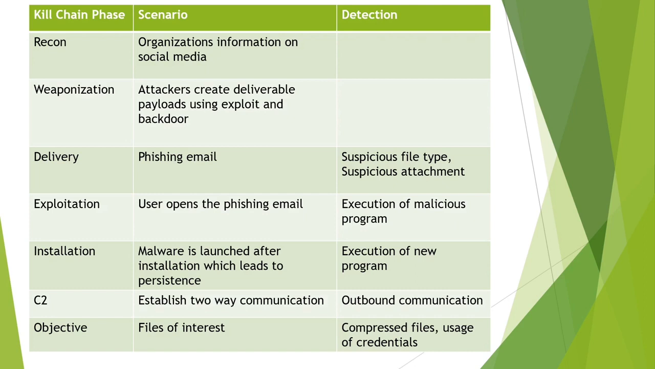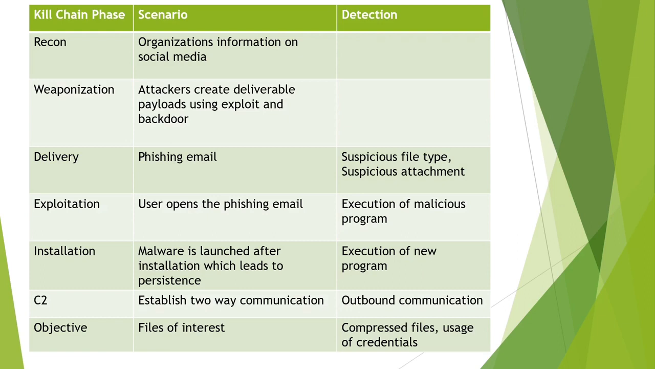So how can we detect this activity? We can create a use case to identify suspicious attachments, like including the password in the email message, or we can create a use case to identify suspicious file type downloads. This will help us to detect this activity. The next phase is exploitation.